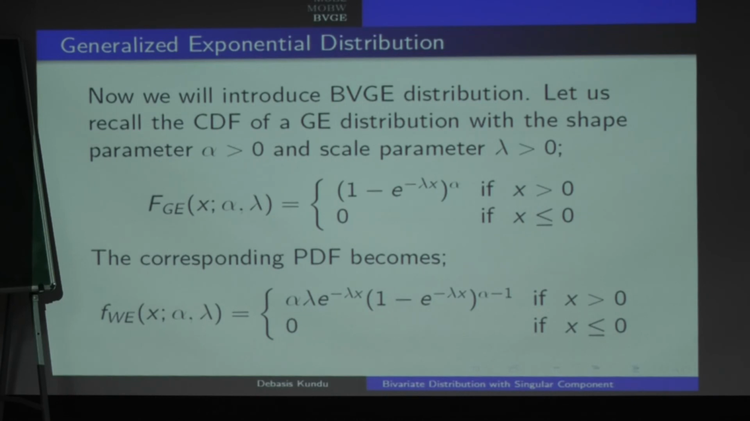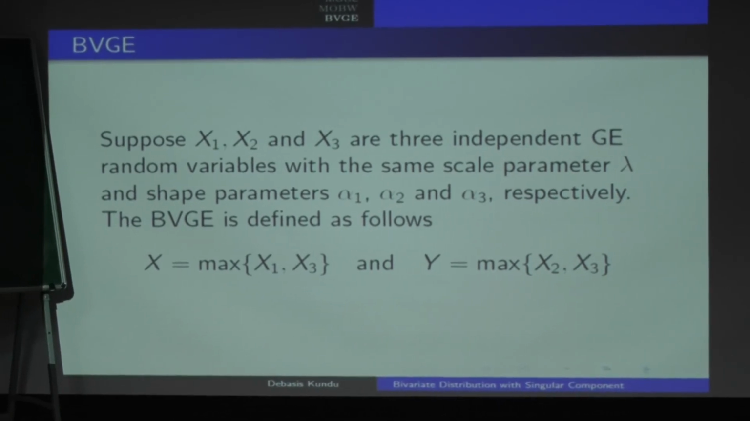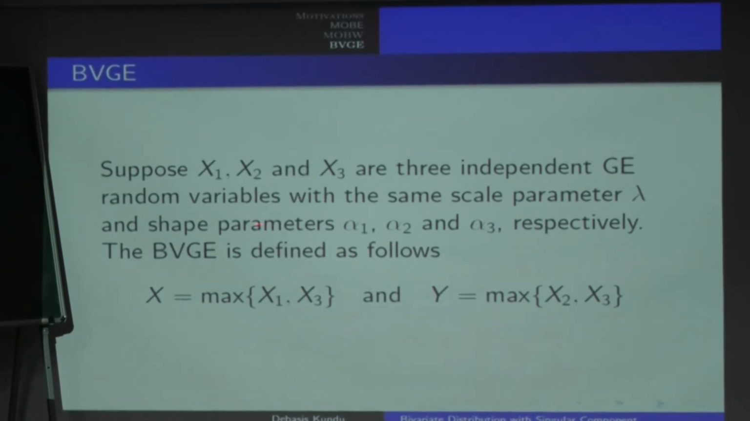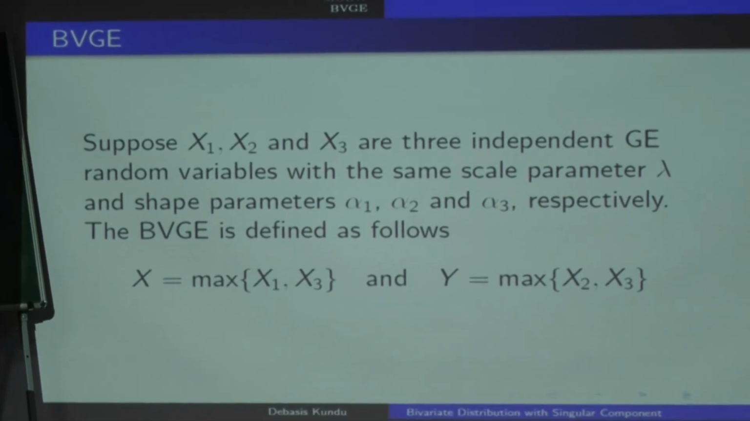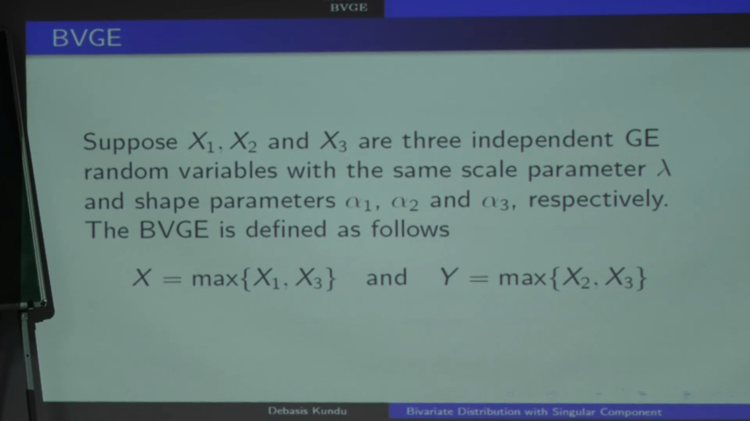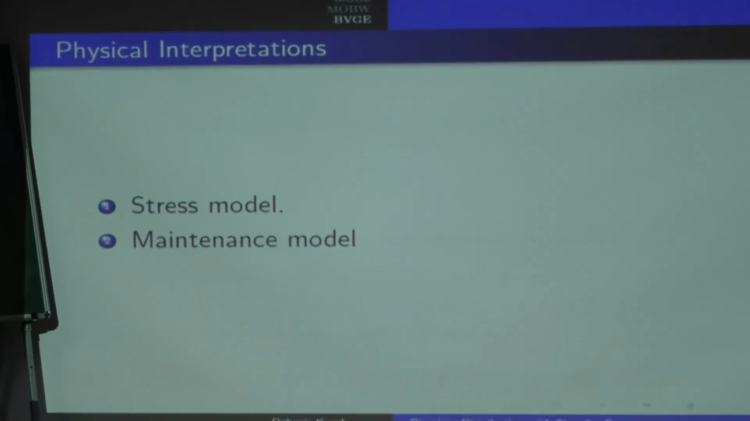If we use the same thing here, instead of the minimum, we are looking at the maximum. The reason is simple: it is closed under maximum, nothing more than that. So we take X and Y, with the scale parameters the same and the shape parameters different, and we look at this X and Y. We go through the same process; there is not much difference. We can do the same thing, and there are also some nice physical interpretations of this model.